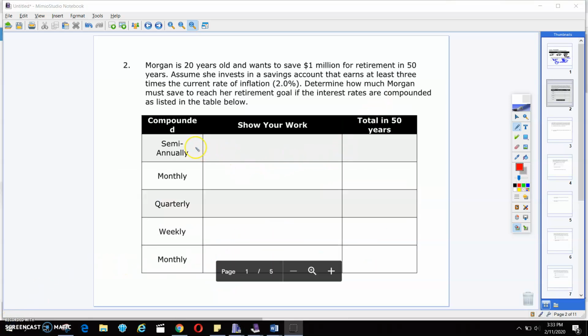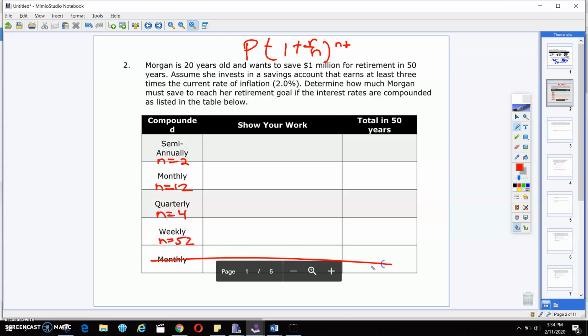All right, so on this next one, this is using compound interest. So this is going to be using this formula. Okay. And semi-annually is when n equals 2. Monthly is n equals 12, quarterly is n equals 4, weekly is n equals 52. So it says that she wants to save up to $1 million. So $1 million is going to be that final amount. 2% is going to be my rate.